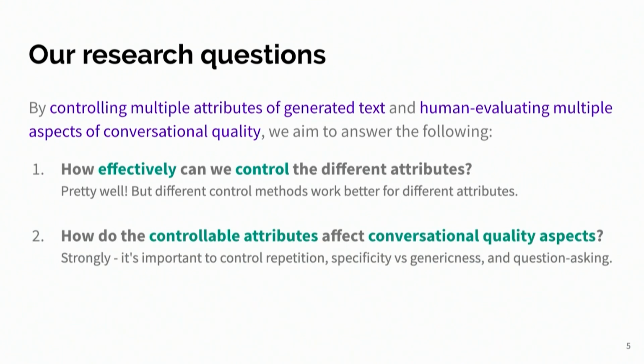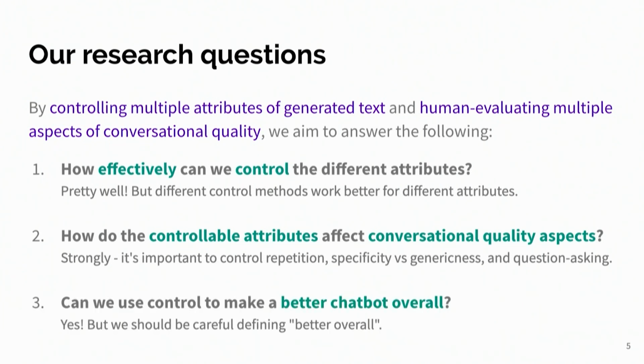Our second research question was, how do these controllable attributes affect the quality of the conversation? So again, we found some strong connections here. In particular, we found that it was very important to control the level of repetition in the generated text, how specific versus generic it was. And we also found that it was important for the quality of the conversation to control our rate of question asking.